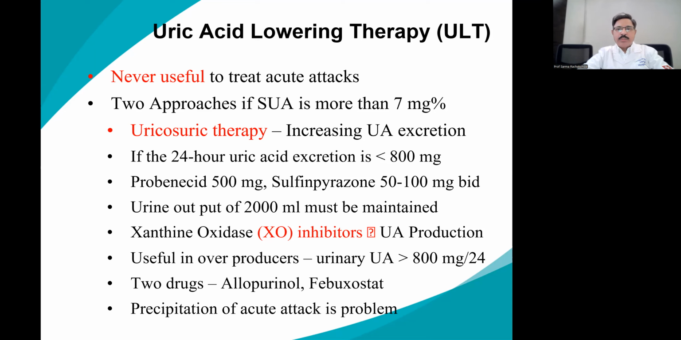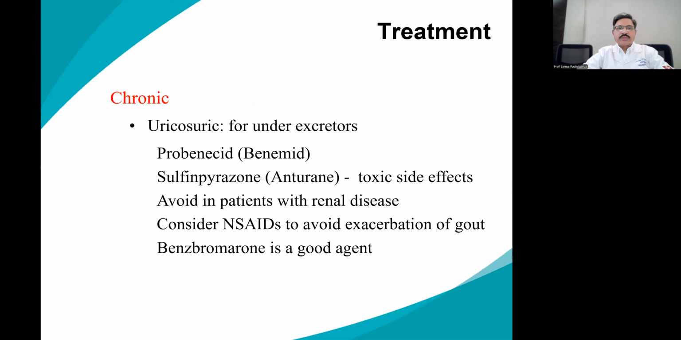Xanthine oxidase inhibitors for underproduction gout decrease the uric acid production only in the long term. They are useful in overproducers of more than 800. Two drugs, allopurinol and febuxostat, are available. They are not useful for an acute attack. Precipitation of an acute attack can occur when you use these drugs.